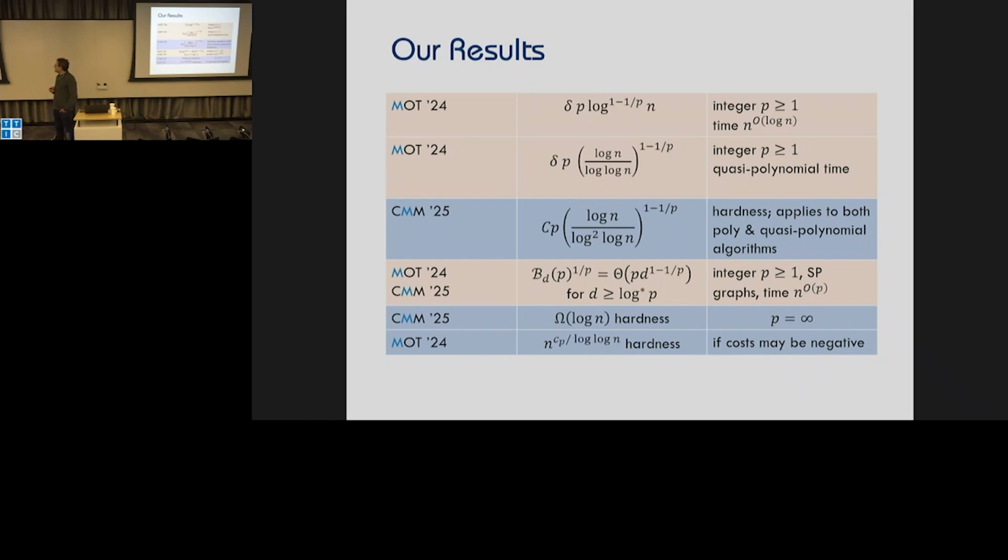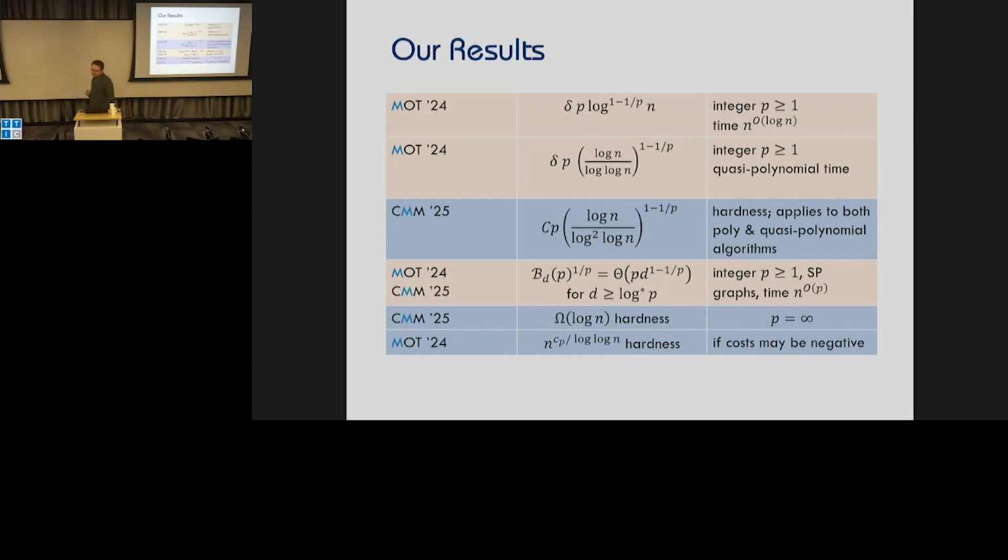In an ongoing research project with Charlie and Ron, we proved an almost matching hardness result. So we showed that under standard complexity assumptions, it's impossible to get better than this approximation factor for some constant c. This number is pretty close to this one. The only difference is that here we have an extra log n factor in the denominator.